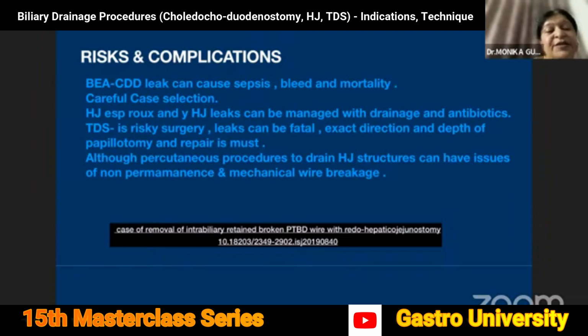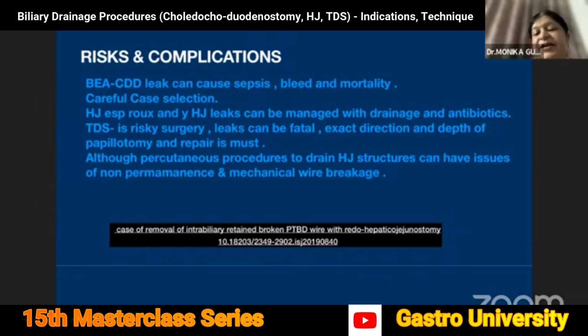Careful case selection should be there. Hepatico-duodenostomy, Roux loop HJ leaks can be managed with drainage and antibiotics. Transduodenal sphincterotomy is risky surgery. Leaks can be fatal. The exact direction and depth of the papillotomy and repair is not easy. Although percutaneous procedures to drain HJ strictures are there, when hepatico-duodenostomy strictures occur, they can be operated upon also, but many centers and many clinicians send them to the interventional radiologist.